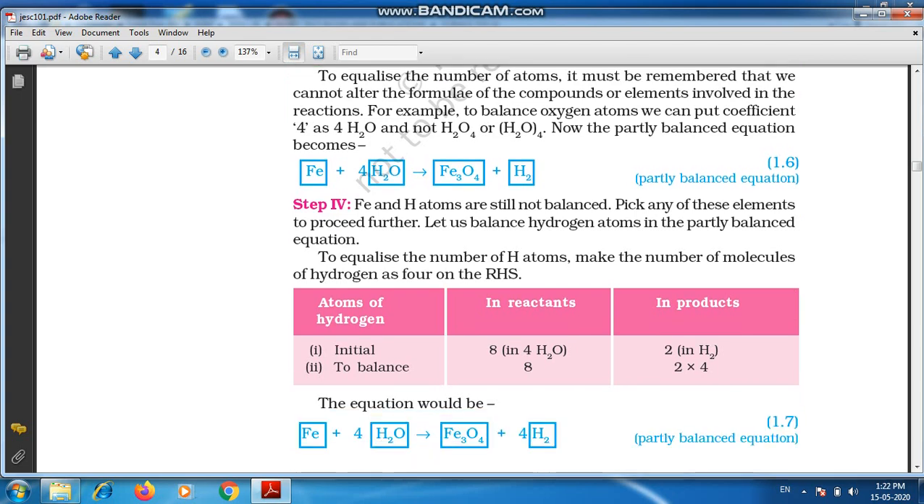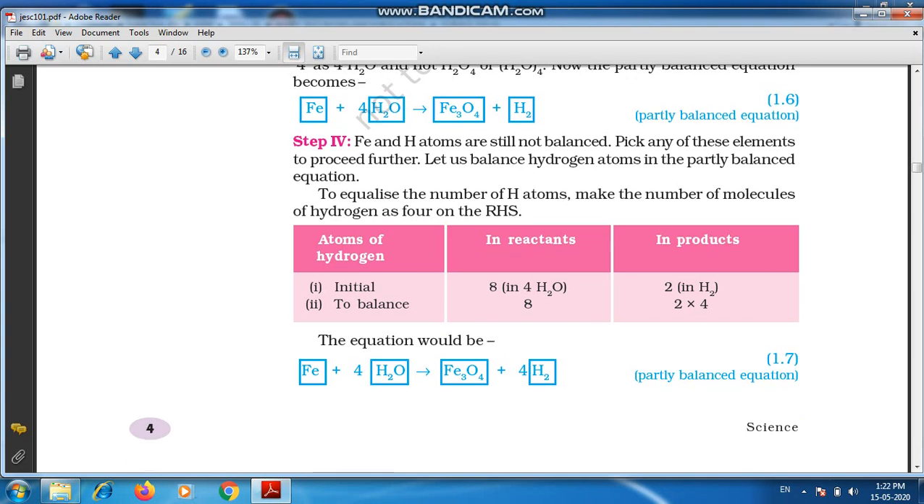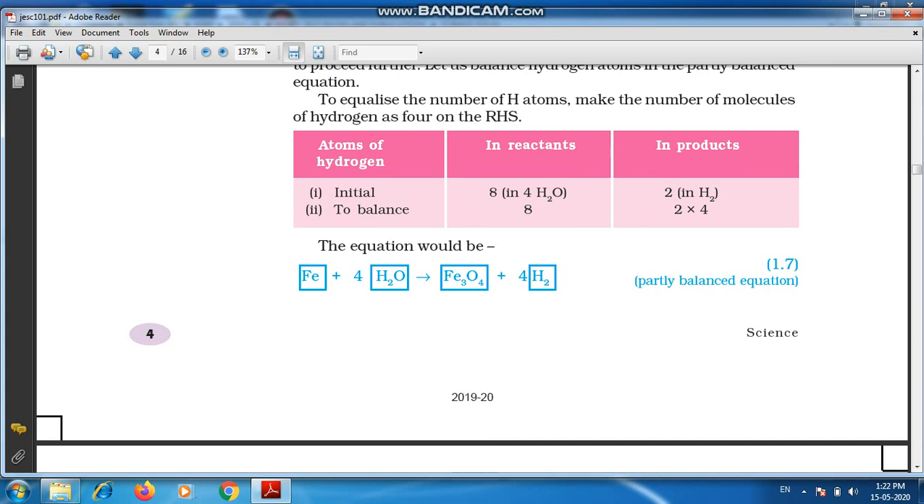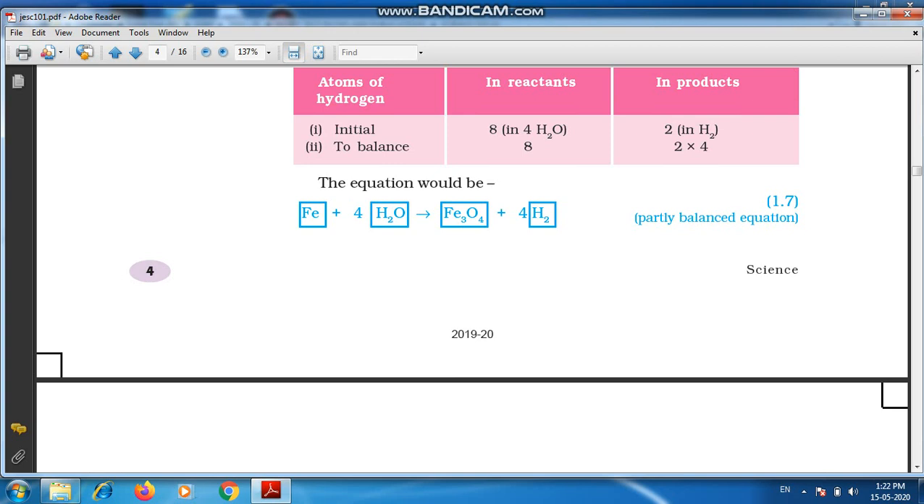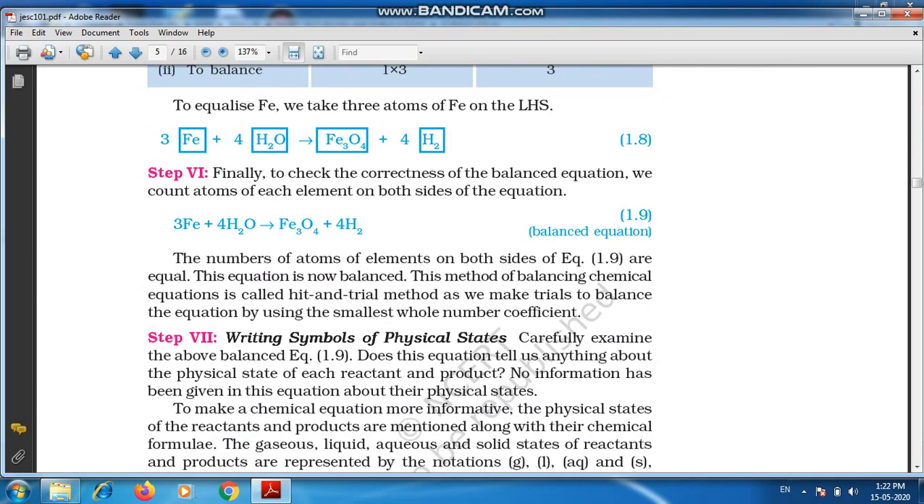Now just look: on the reactant side Fe is 1, on the product side Fe is 3. On the reactant side hydrogen is 4 into 2, that is 8. So reactant is 8 and on the product side H2 is only 2. So now again in the next step we'll multiply H2 with 4. Now see, on the reactant side and the product side hydrogen is balanced. Now what do we have to balance? Oxygen is also balanced. The only one we have to balance is Fe. So we'll multiply Fe by 3 on the reactant side. Now see, this is the final equation which we have got on balancing.